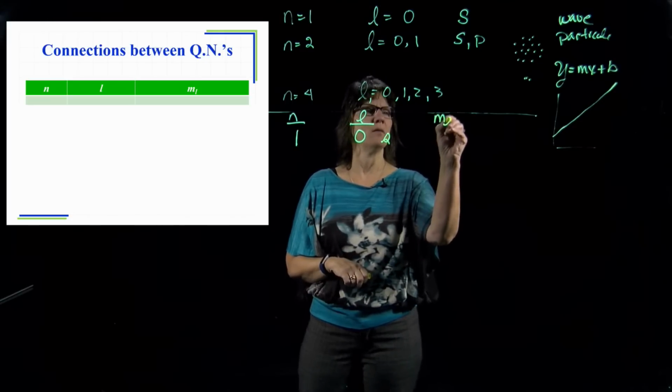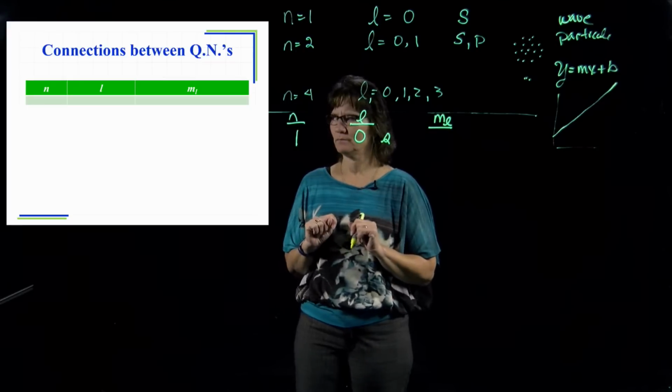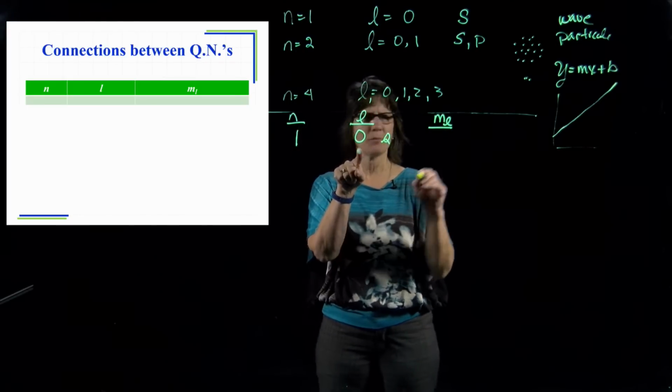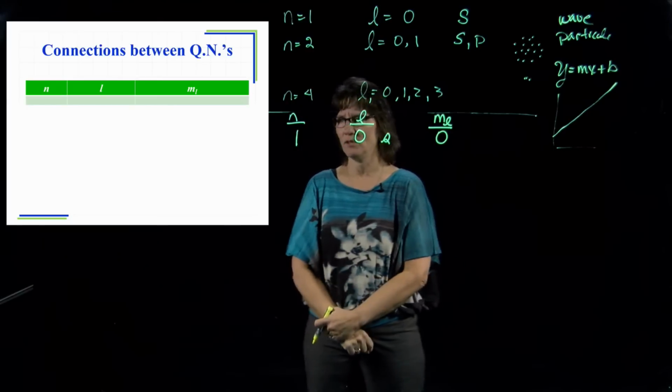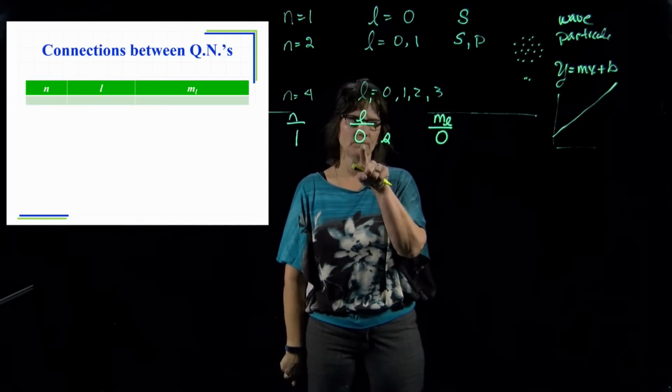Then we have M sub L. M sub L can go from negative L up to positive L. Well, then we have negative 0 up to positive 0. We only have a 0 here. So that's the only possible M sub L for that L.